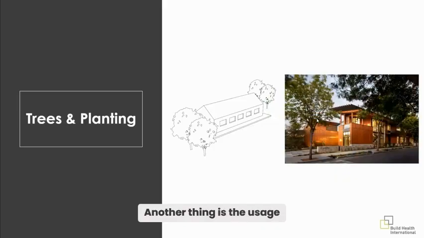Another thing is the use of trees or plantings as another source of shading. Climbing plants can be used to shade the exposed windows and the walls. For example, when you have oriented your building well, but you still have walls exposed to the east-west orientation, you can still use the greenscape or softscape to minimize the heat gain.